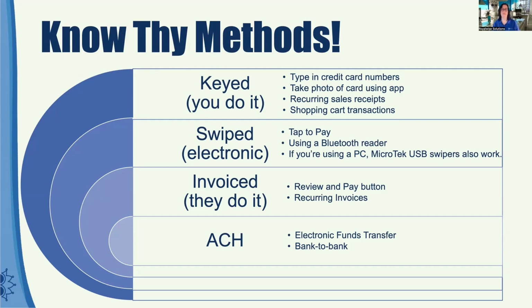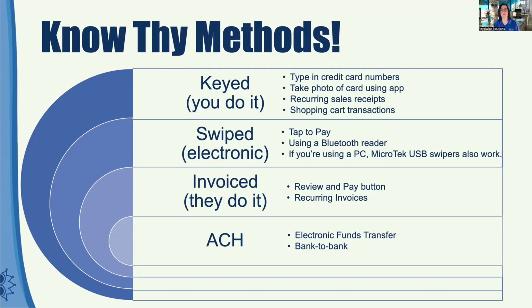When we talk about invoiced methods, that's when we are generating the transaction, like sending an invoice, but the customer is putting in their own payment information. So it's a hybrid situation where you're both involved. So invoiced means you're sending them an invoice and they're clicking the review and pay button, or you're using the recurring payments that we're about to see. And so in that case, you get a kind of medium level because it's a combination of you and them both. And then ACH has its own separate rate.